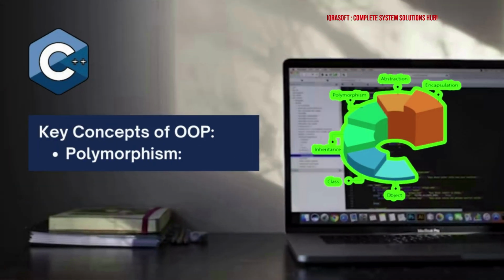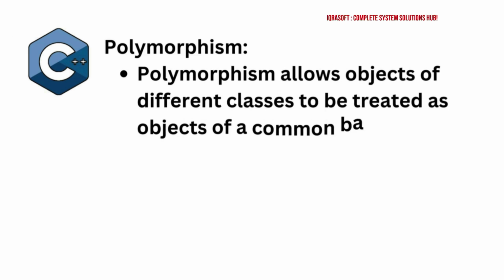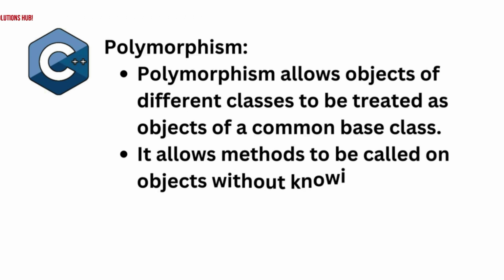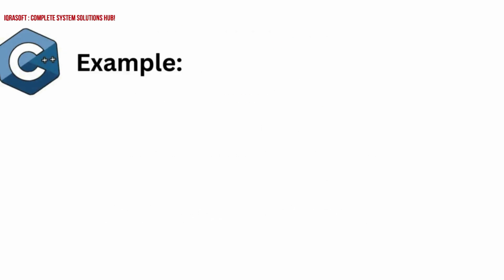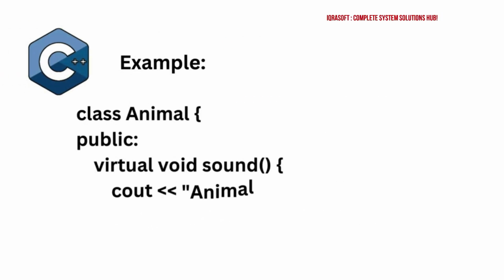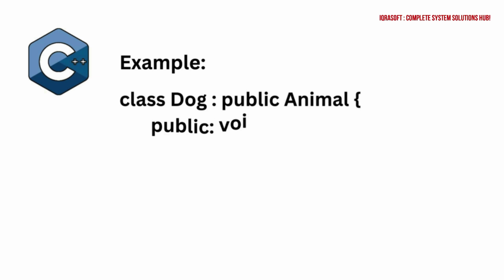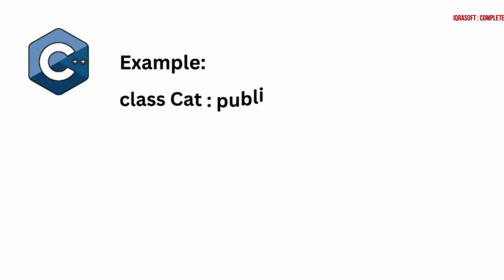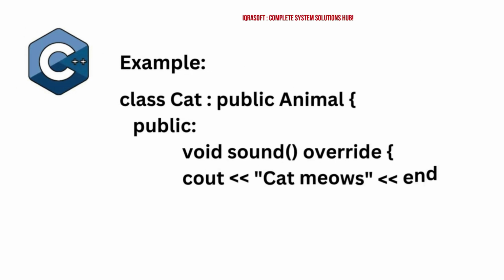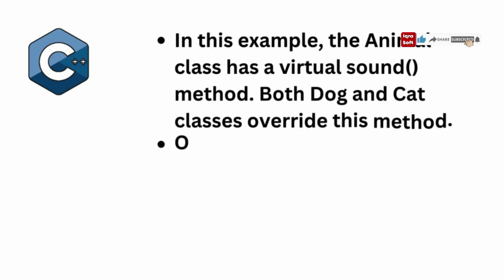Key concepts of OOP: polymorphism. Polymorphism allows objects of different classes to be treated as objects of a common base class. It allows methods to be called on objects without knowing the specific class of the object at compile time. Example: class Animal, public virtual void sound, cout Animal makes a sound, endl. Class Dog : public Animal, void sound override, cout Dog barks, endl. Class Cat : public Animal, void sound override, cout Cat meows, endl. In this example, the Animal class has a virtual sound method. Both Dog and Cat classes override this method.